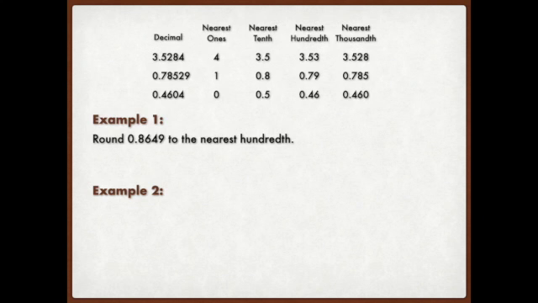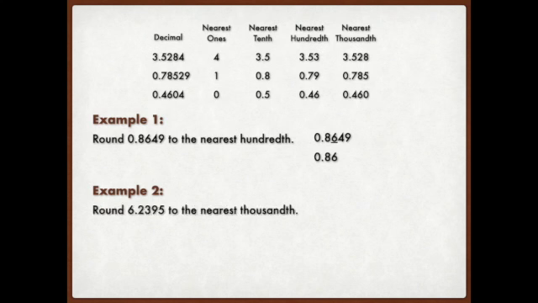Round 0.8649 to the nearest hundredth. So the ones place is the 0, then we have the decimal. The tenth place is the 8. The hundredth is the 6. So let's look to the right of it, the 4. Okay, that's not greater than 5, so it stays 0.86. Remember, I drop off those numbers to the right of that number. We don't focus on the 4, we don't focus on the 9 anymore. It's just 0.86.